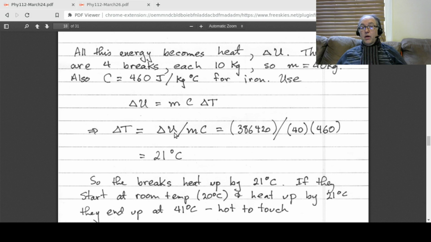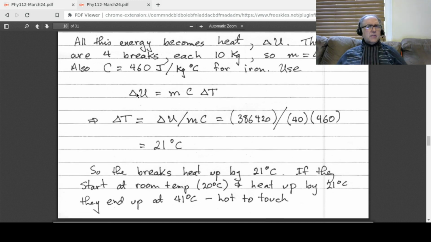What's the delta U? How much energy did we put into these brakes? We just calculated that: 386,420 joules. And what's the mass? One brake is 10 kilograms, but you've got 4 of them, so the total mass that absorbs heat is 40 kilograms. That's where that 40 came from. Finally, for c, we have to pick the correct specific heat. It's the specific heat for iron, and that's 460. You crunch that through, and that tells you that the temperature has to go up by 21 degrees Celsius.